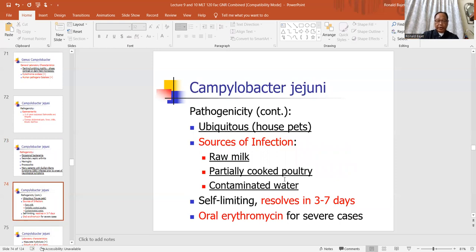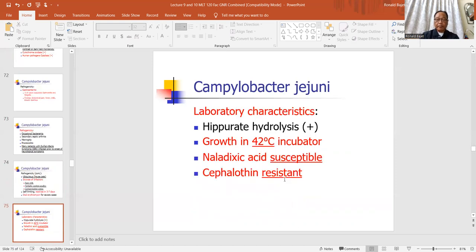Campylobacter jejuni, where do you get it from? You get it from raw milk, partially cooked poultry, contaminated water. Almost sounds like Salmonella, except that Salmonella is oxidase negative, Campylobacter is oxidase positive. Self-limiting, it'll go away in about a week. The symptoms will go away in a week. And if the symptoms become severe, then you can treat it with oral erythromycin.